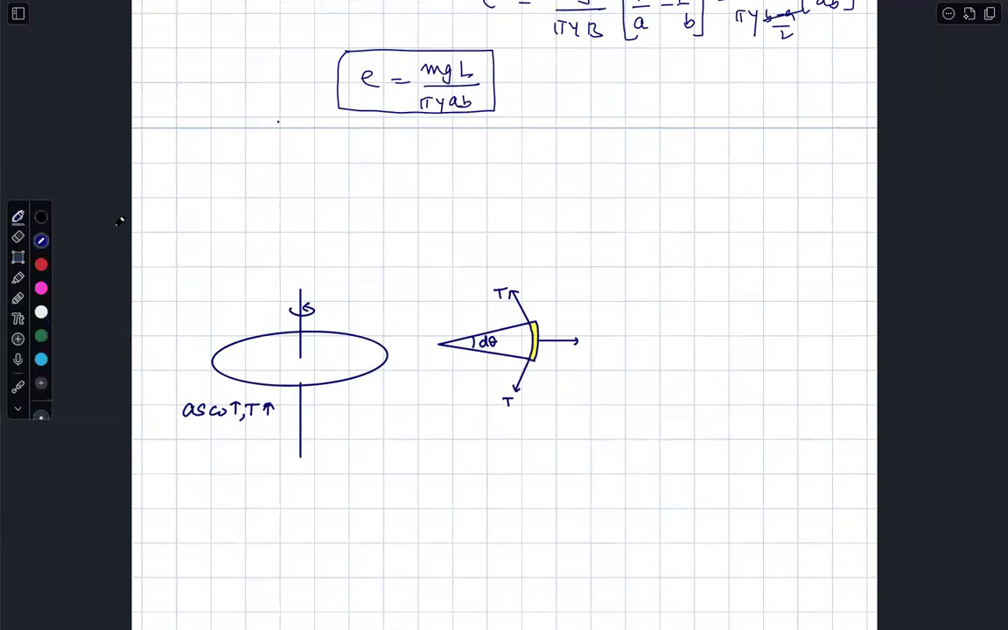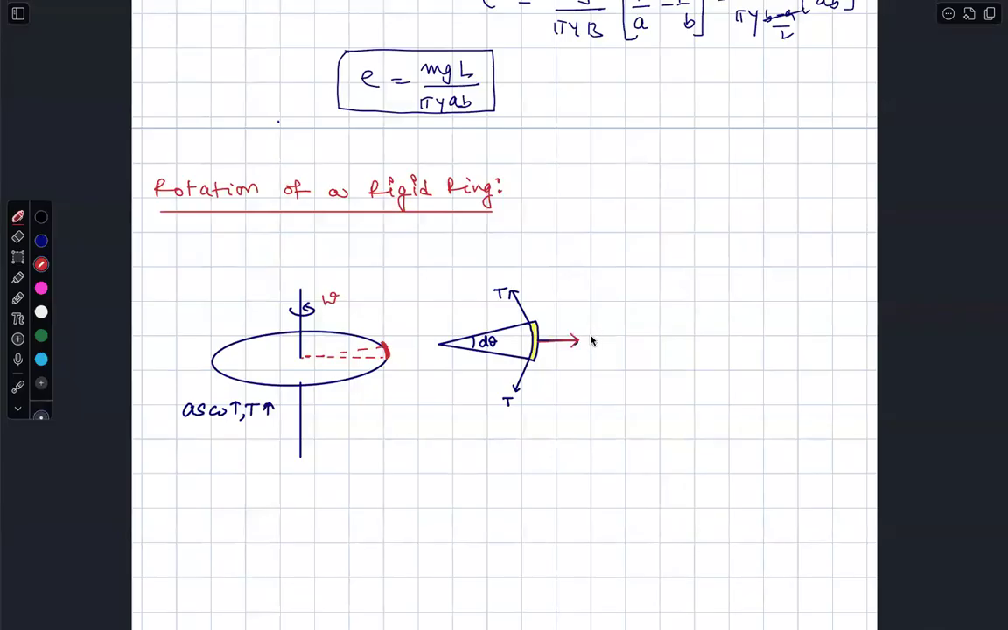So the condition that I am discussing over here is rotation of a rigid ring. Rotation of a rigid ring. What I am seeing here is that it's rotating about the axis, angular velocity of which being omega, and the element which you are seeing over here will experience two forces.